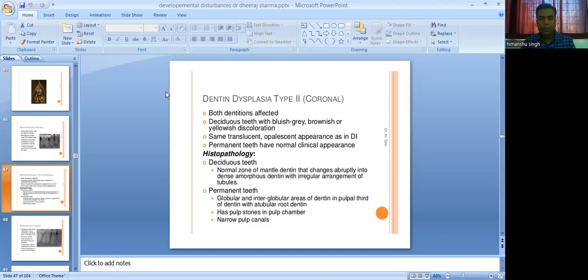Histopathologically, the deciduous teeth have a normal zone of mantle dentin that changes abruptly into dense amorphous dentin with irregular arrangement of tubules. Permanent teeth show globular and interglobular areas of dentin, pulpal sort of dentin with tubular or atubular dentin. It has pulp stones in the pulp chambers and narrow pulp canals.